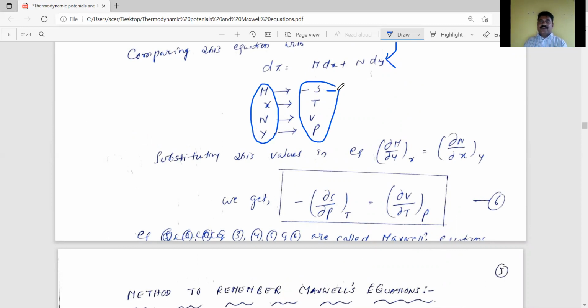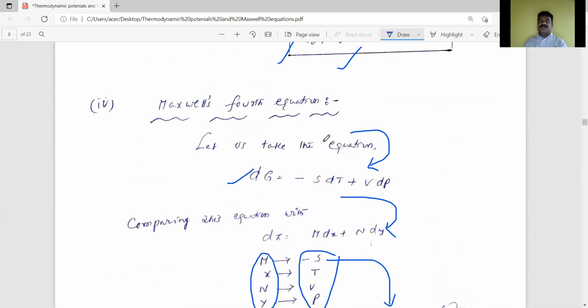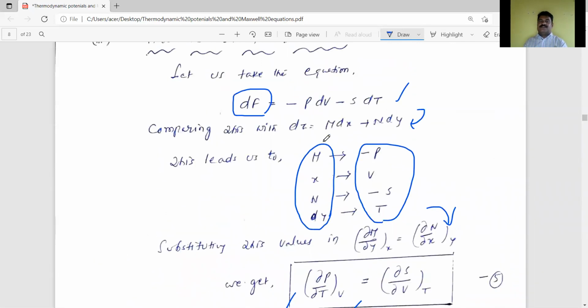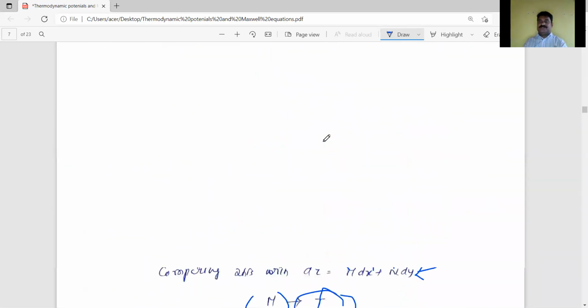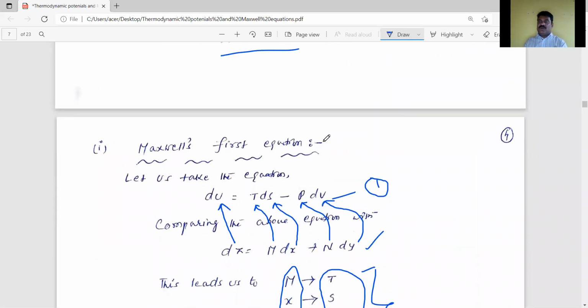If you substitute these values in the below equation, ∂M/∂y at constant x equals ∂N/∂x at constant y, then you can get Maxwell's fourth equation. What is that? Minus ∂S/∂P at constant T equals ∂V/∂T at constant P. Like this, you can derive all of Maxwell's four equations in a very simple, very easy manner.